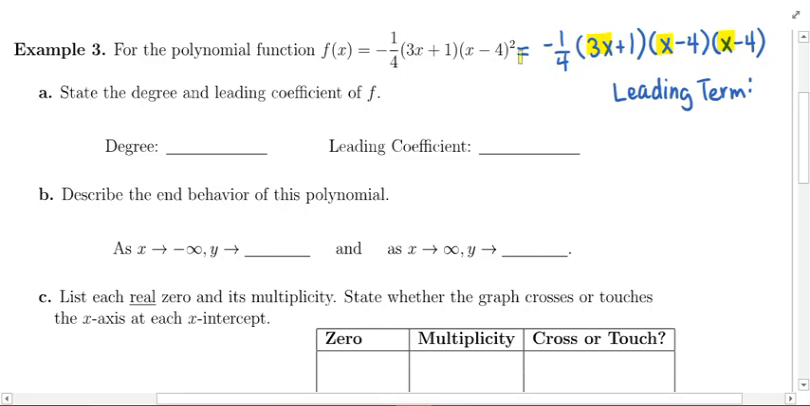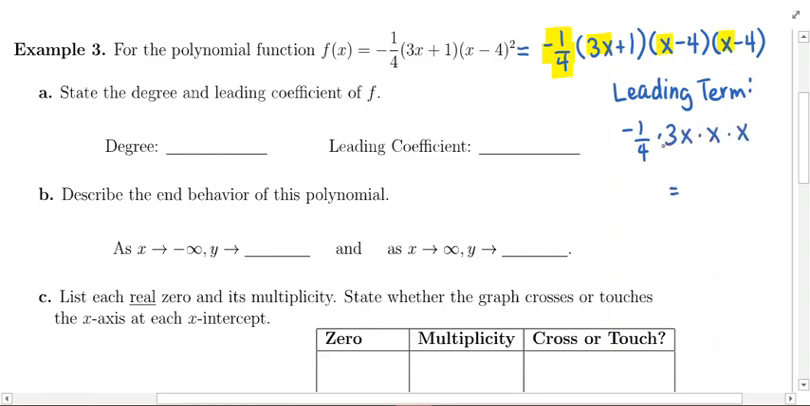Okay, you're also going to take the number that's out front. Okay, the negative 1/4, even though it doesn't have an x, it's in front of the whole thing, so it's going to come with us. Okay, whatever I've highlighted here, we're going to multiply together, and that's going to give us the leading term. So the leading term is going to be negative 1/4 times 3x times x times x.